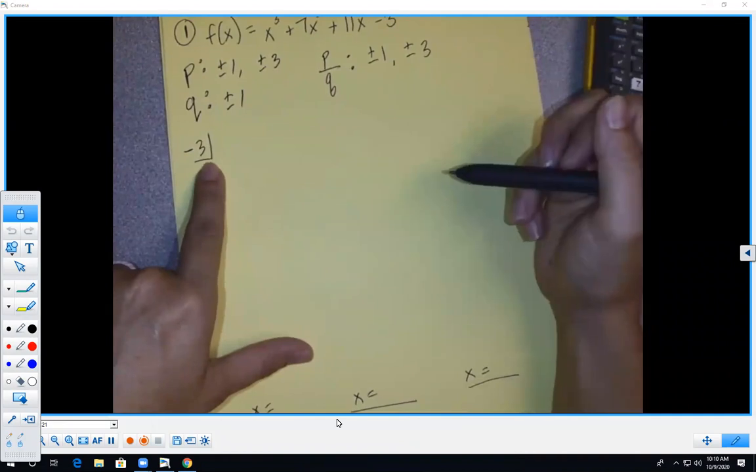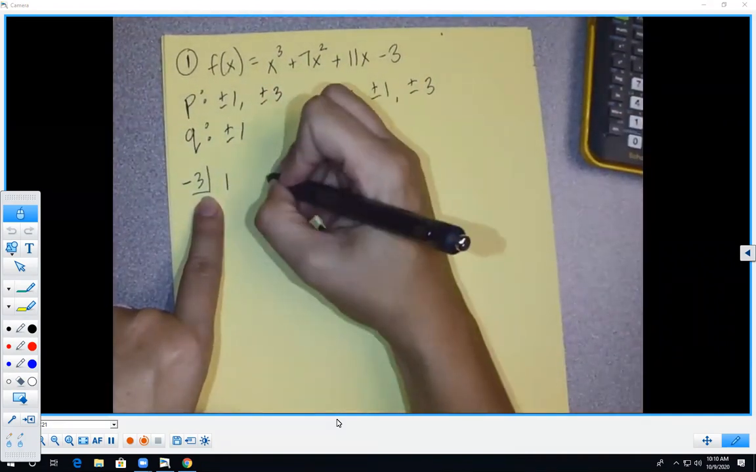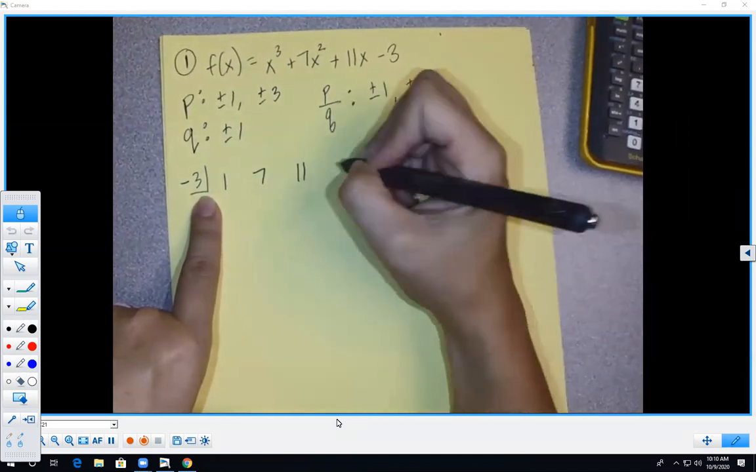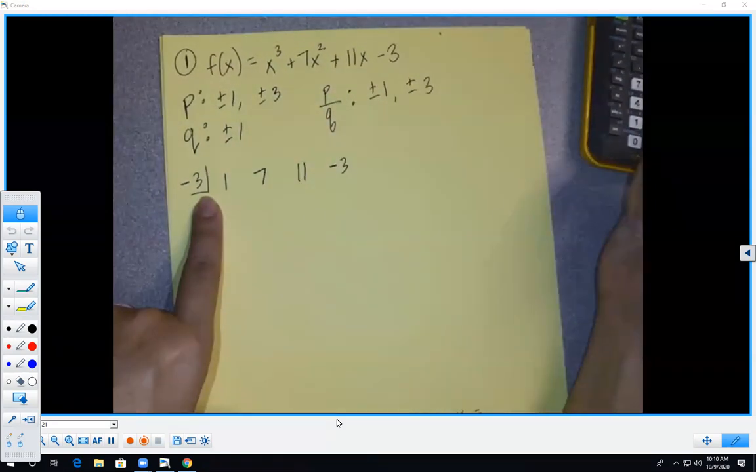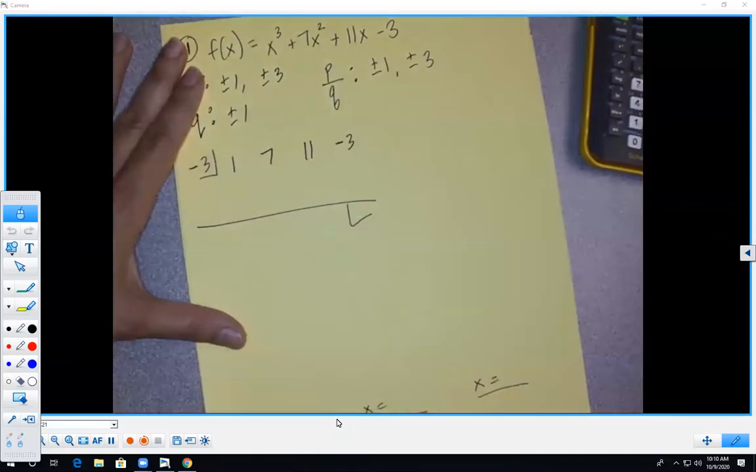Okay, so we're going to divide by -3. So again, I put my coefficients here, 1, 7, 11, and -3. I should get a remainder of 0 here.